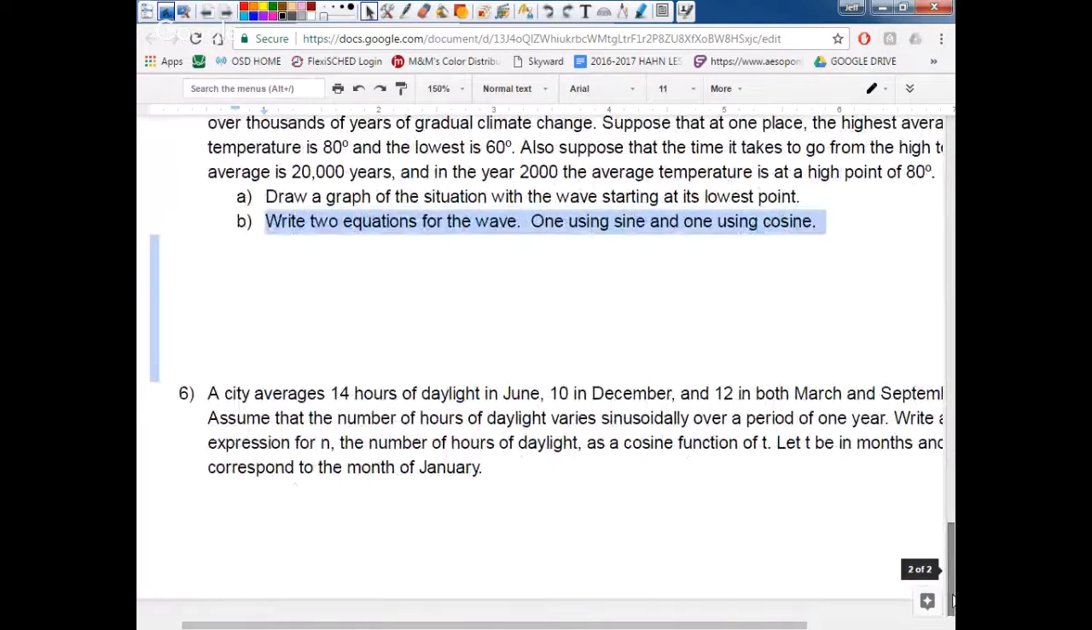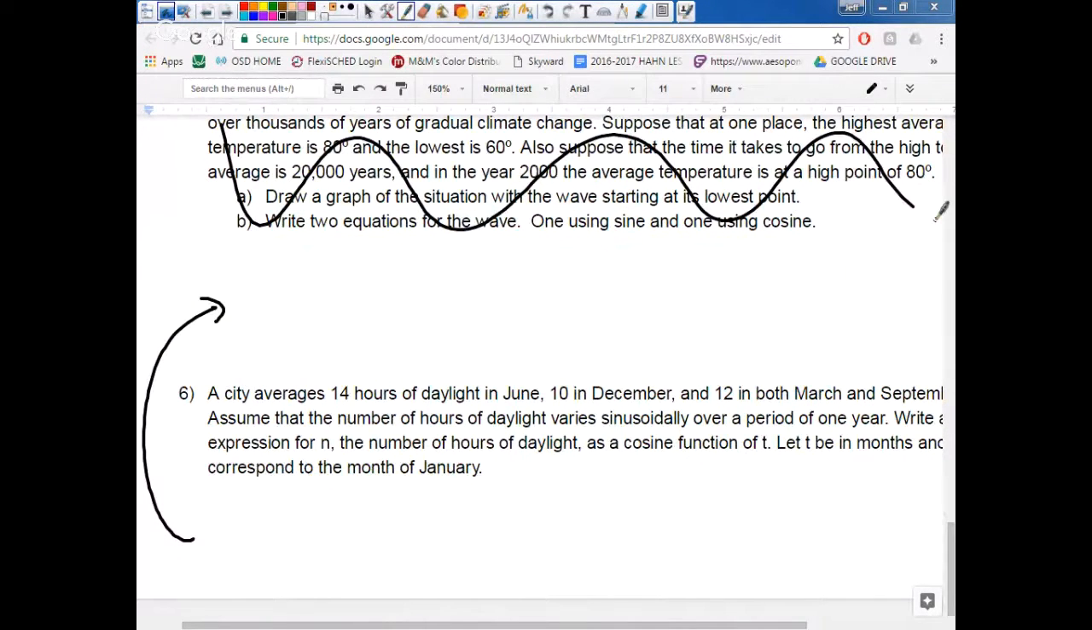A city average is 14 hours of daylight in June, and 10 in December, and 12 in both March and September. Assume that the number of hours of daylight varies sinusoidally over a period of 1 year. Write an expression for n, the number of hours of daylight. Let the cosine function correspond, and 0 is January. So it's a little goofy, but I think we can handle it.